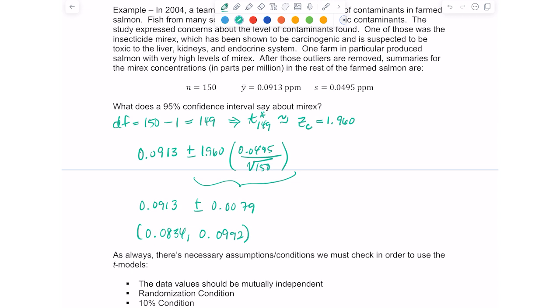Okay, so what does that mean? Remember, it means that we're 95% confident that the mean level of Mirex concentration in farm-raised salmon is between 0.0834 and 0.0992 parts per million.